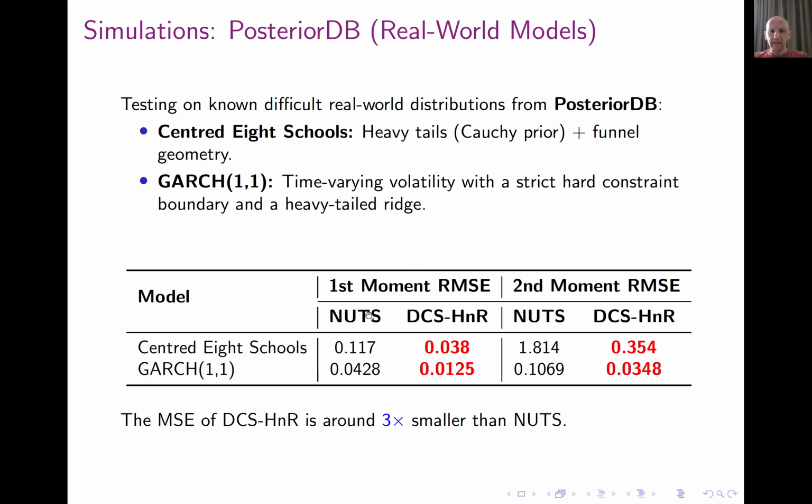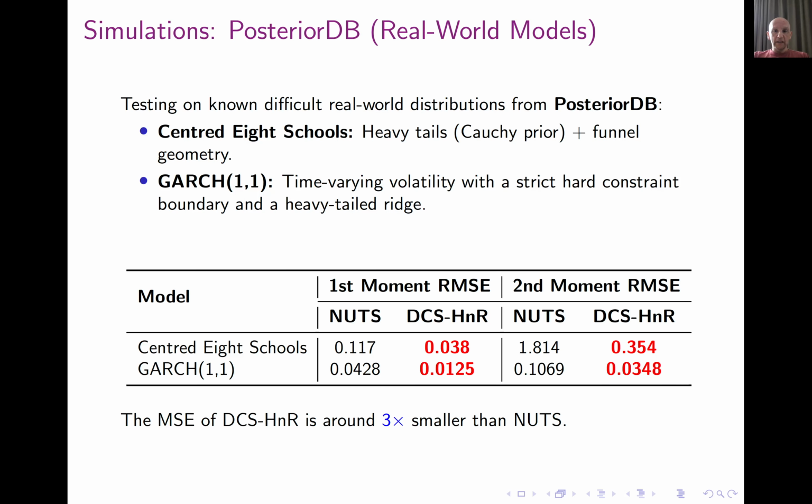So we ran that, and we ran the JAX NUTS implementation. For this centered 8 schools example, with heavy tails and funnel geometry, we get roughly a 3 times improvement in the mean squared error for the first moment, and for the second moment likewise or even more. And in the other example, the situation is also similar: our own implementation outperforms what you get out of Stan.